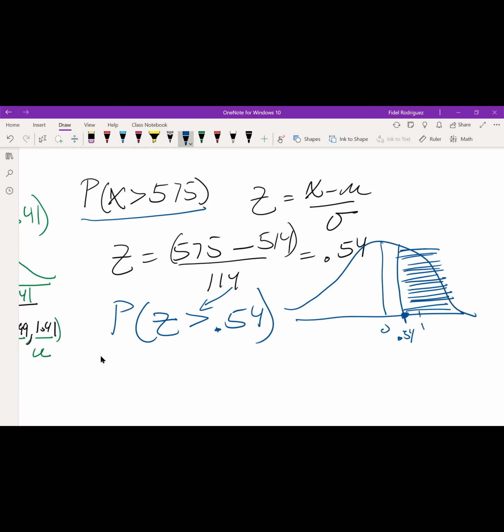Remember, we have two numbers: our lower number and our upper number, right? My lower number is 0.54, and my upper number, since I'm going all the way to the right, would be a positive 9999. So let me do that. Second VARS, normalcdf, 0.54, comma, a whole bunch of nines. To 4 decimal places, the number I'm coming up with is 0.2946.